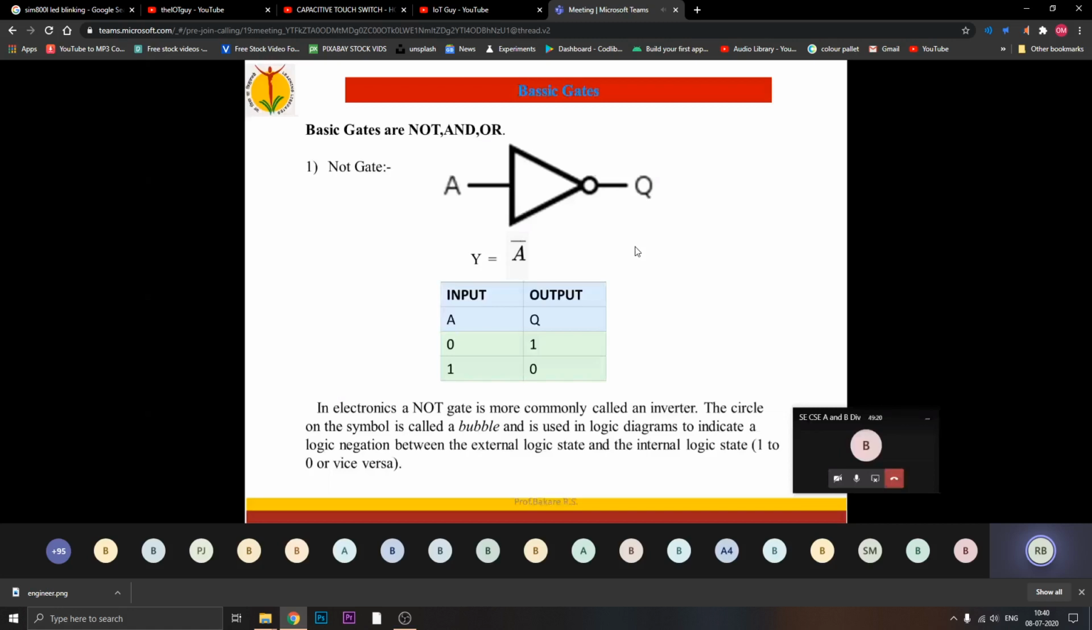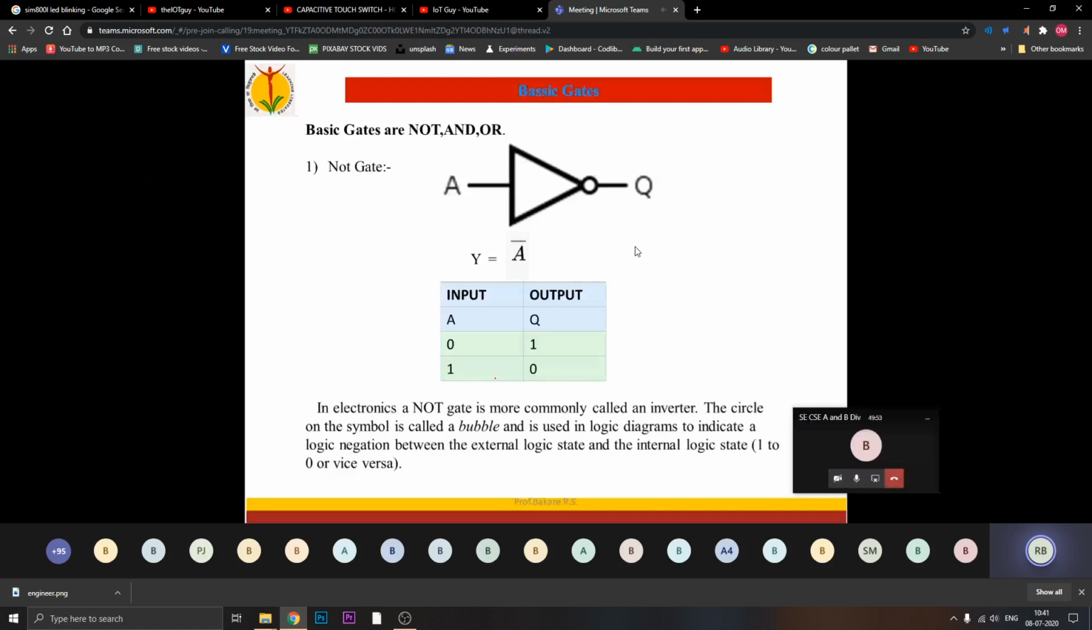Whenever we discuss any of these gates, we should first know the symbol of the gate, and then its Boolean equation. What is meant by a Boolean equation? A Boolean equation means the input and output relationship of that gate, defined in terms of an equation. That equation represents the Boolean equation.